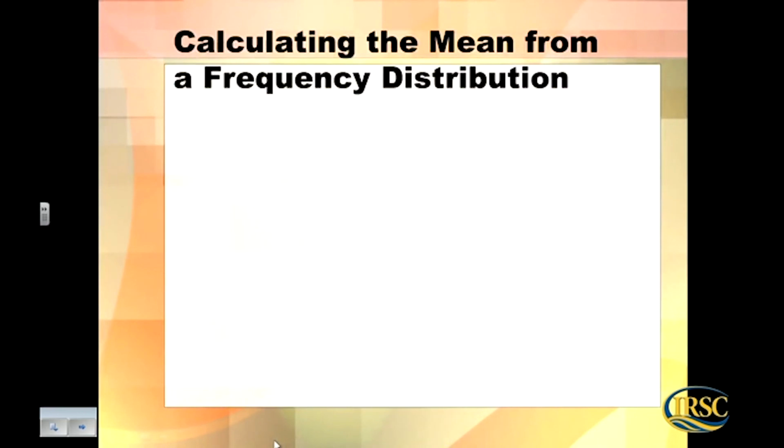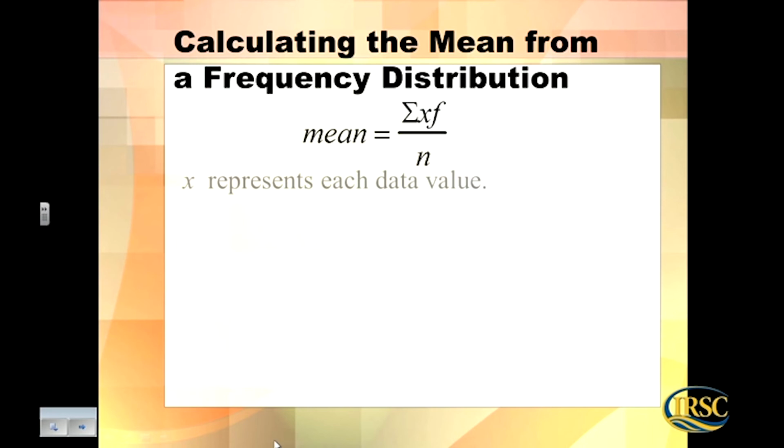Okay, let's say that you're asked to calculate the mean from a frequency distribution. So this time, instead of a list of numbers like I gave you before, it's all organized into a chart. So here is your formula, sigma xf over n. So notice the only difference between the last formula is that now we have this f in there. And so the x represents each data value like it did before. And then the f represents the frequency of that data value, because remember, you're looking at a chart.